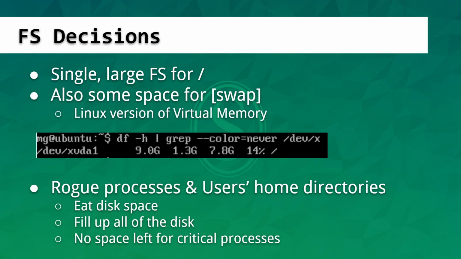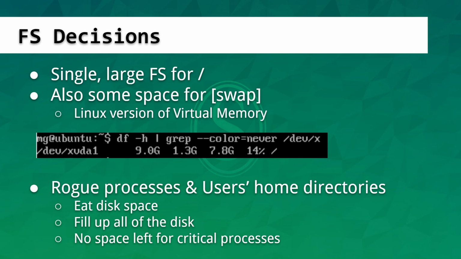If we use a single large file system for the root, in this example, this little screenshot, I have a 9 gigabyte partition, and it's all files. The entire file system is mounted to root. I've used 1.3 gigs of it, and I have 7.8 gigs available. Everything that goes onto my system will consume that 9 gigabytes of space, that 7.8 usable space.